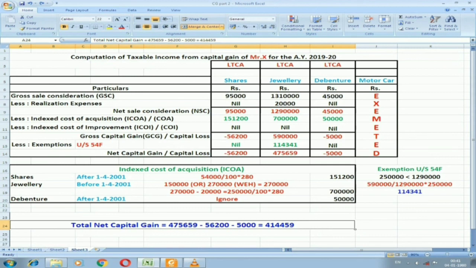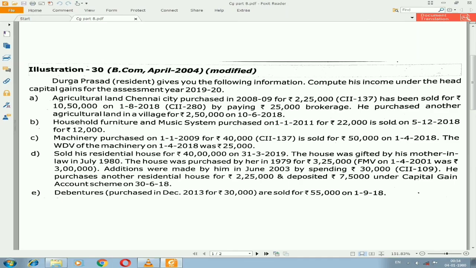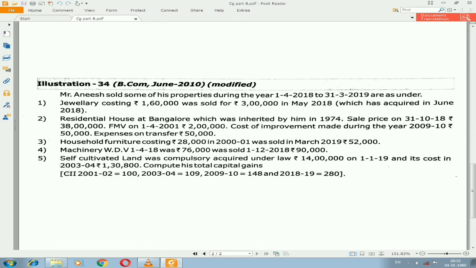The only thing is, you need to remember some of the exemptions. I hope you guys have understood these two illustrations which I have solved. So I'm giving two more illustrations for you guys to solve. So solve this illustration along with one more illustration. You can see this now.